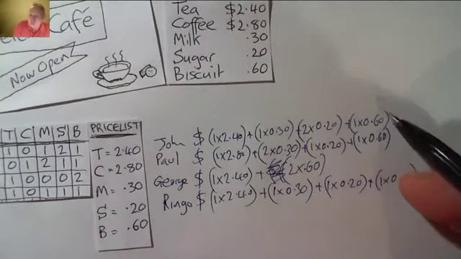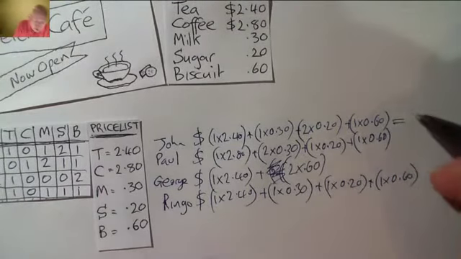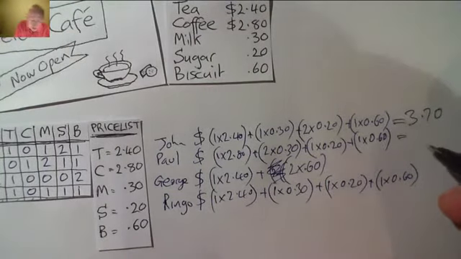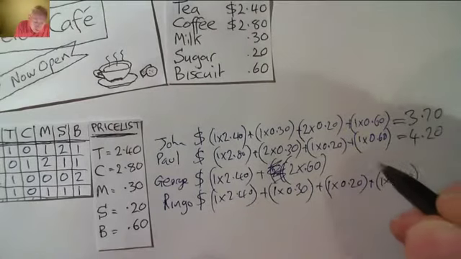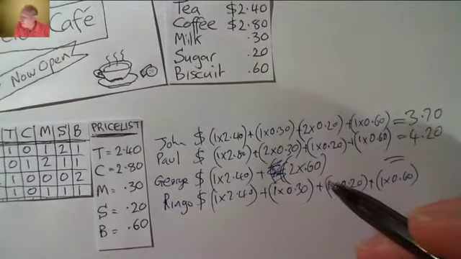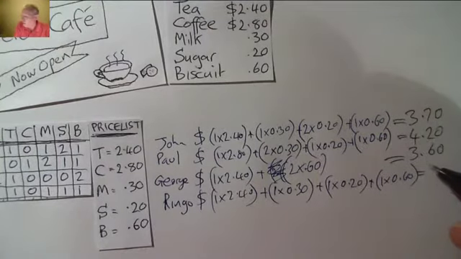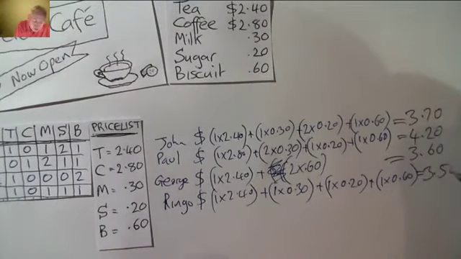Okay, so it's pretty easy to work out that if I add all this up, that would come to $3.70. If I add this one up for Paul, it comes to $4.20. If I add this one up for George, it comes to $3.60. And if I add this one up, it comes to $3.50.